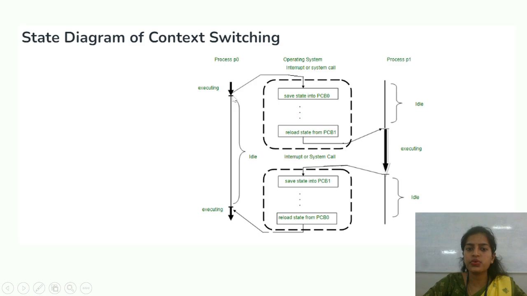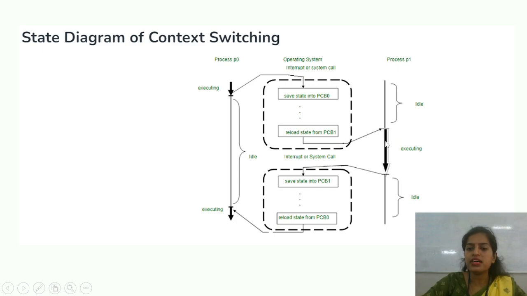So process 0 stops its execution. What is the first step? It will save the state into PCB 0, the process control block 0 that is allocated to process 0. Before it switches, it will save the state into PCB 0. After that, it will reload the state of process 1. If you observe here, it reloads the state from process 1, and process 1 will be executed by the CPU.